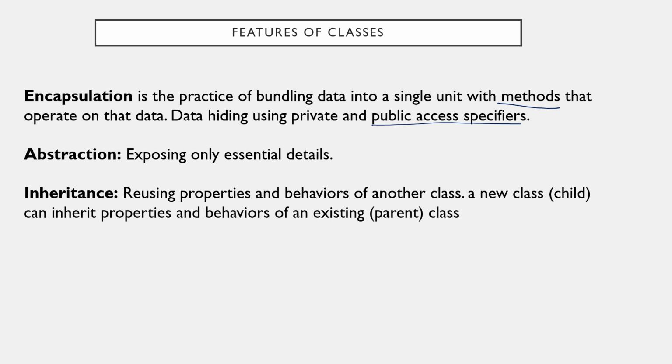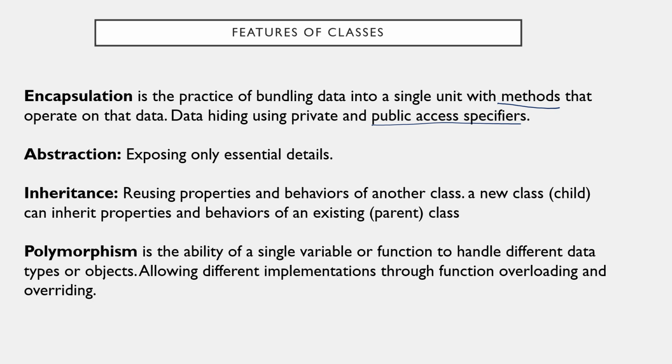We will be doing that later on in the semester. And polymorphism is the ability of a single variable or function to handle different types of data or objects. So we have different types. You can do this through function overloading, and through overriding, and templates are also a type of polymorphism. We will go into much more detail on polymorphism with inheritance, and the concept with overloading functions and also with templates later in the semester.